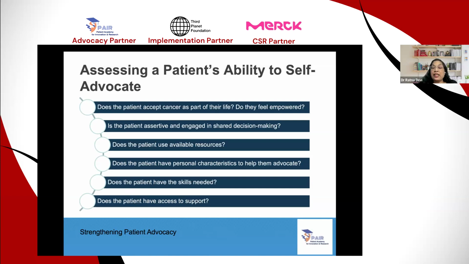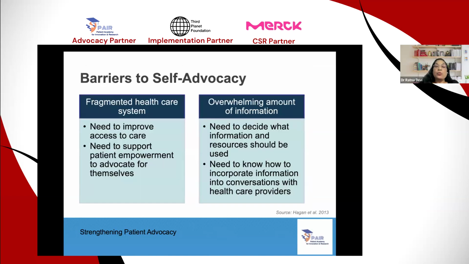Does the patient have personal characteristics to help them advocate? Does the patient have the skills needed? Are they able to type a letter? Are they able to use simple tools on the internet? Are they able to use a laptop or a smartphone? All these are characteristics that are required. Does the patient have access to support? Are they able to reach out to family, caregivers, support groups, hospital networks, etc., to communicate their needs? What are some of the barriers to self-advocacy?